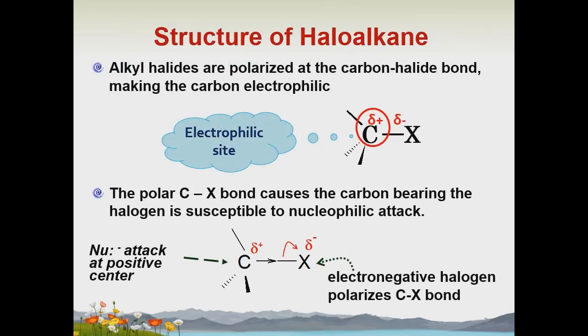As we have revised earlier, haloalkanes are polar compounds because of the halogen atom, which is more electronegative, making the carbon attached to it electropositive, and it reacts as an electrophilic site. Being an electrophilic site, it is prone to be attacked by a nucleophile. The nucleophile will attack the positive center of the electrophilic site, as shown in this diagram.